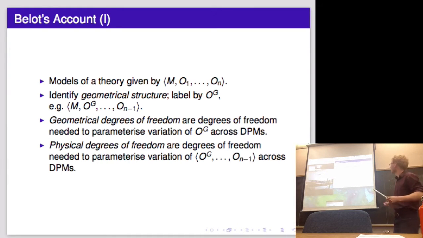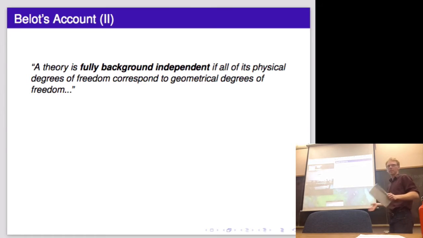Similarly, we say that the physical degrees of freedom are those degrees of freedom needed to parameterize the variation of all of these O's across the models. So ultimately, the idea is that Belot says that a theory is background independent if all of its physical degrees of freedom correspond to geometrical degrees of freedom. The idea is that each unique configuration of the physical fields has to correspond to a unique configuration of the geometry.